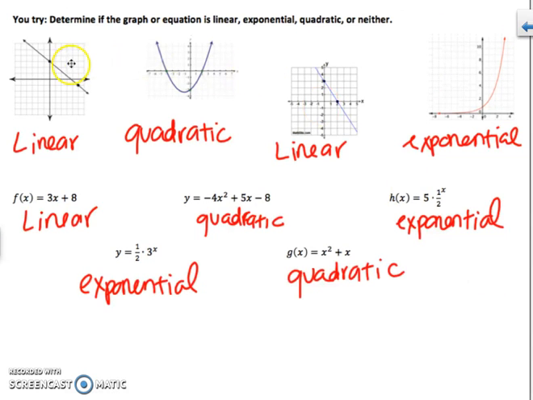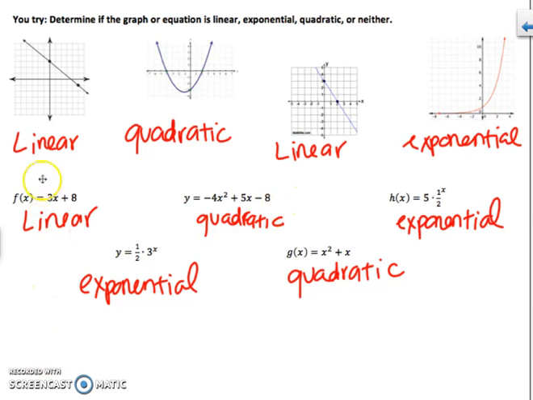So first one I got linear, obviously because it's a straight line. 2 is a quadratic because it's a U-shaped graph. This one is a linear because it's a line. Lastly, exponential, it is increasing dramatically and it's curved.